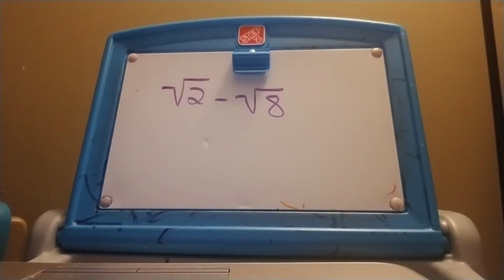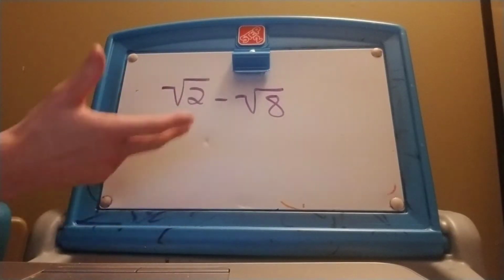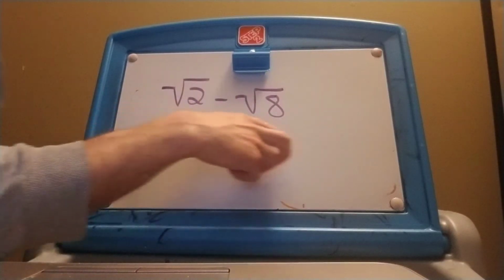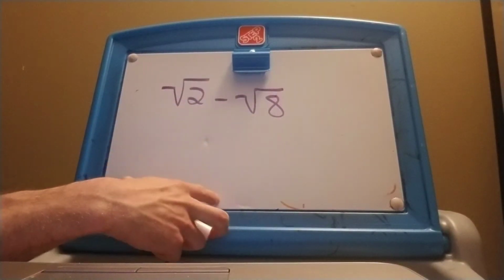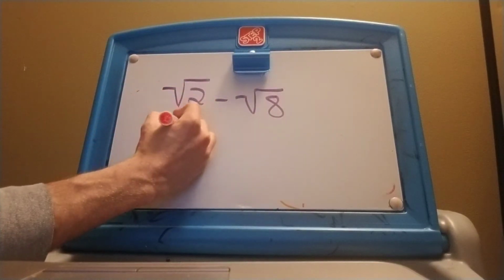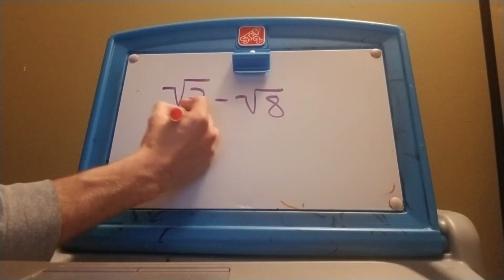So again, I've been saying "like radicals," but by now you might be picking up on that, oh, that's how these problems are going to be. We're going to have to simplify one or both of the radicals in order to get that common radical. And yeah, that's what's going to happen a lot of the time. So square root of 2, nothing much we can do there. So it's just going to stay the square root of 2.